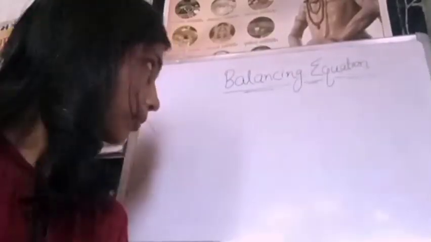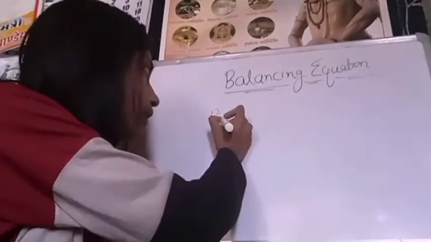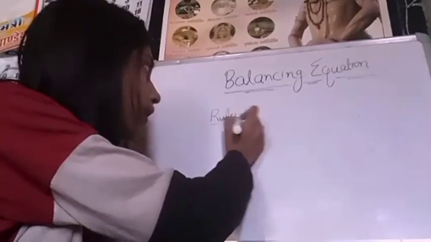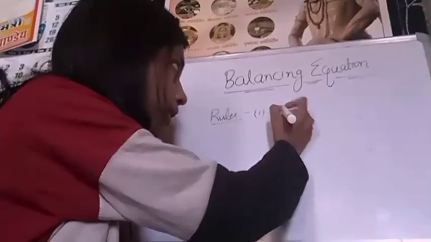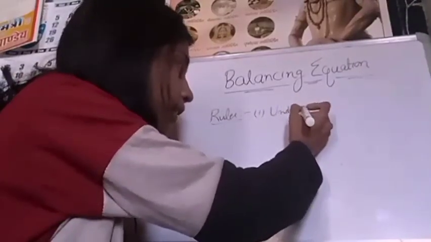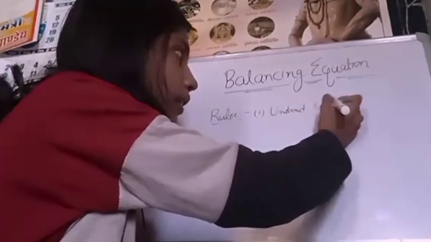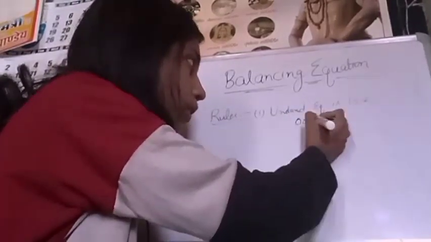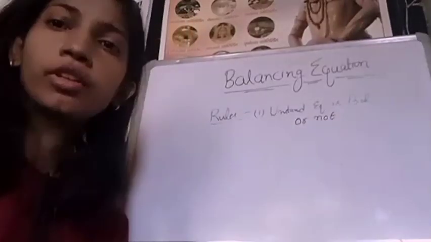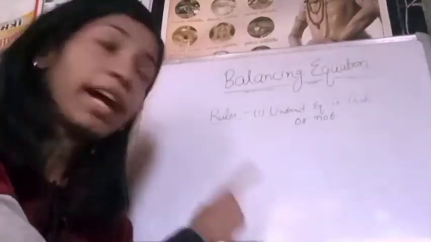First we know the rules. Number 1, understand whether the equation is balanced or not. So the number 1 rule is to find out whether the equation is balanced or not.